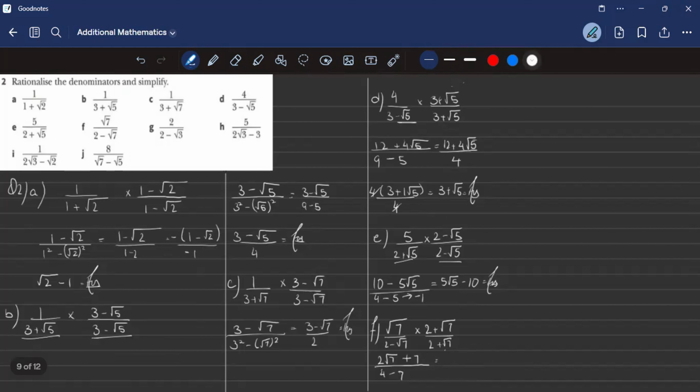Okay. So we would get what? 200, negative 2 under root 7 minus 7 divided by 3. And that's your simple answer. That's for part F.